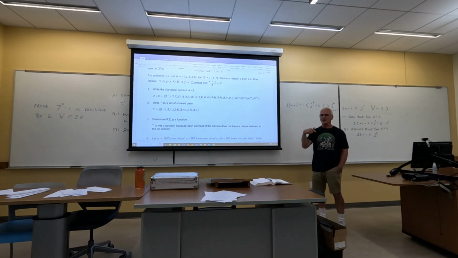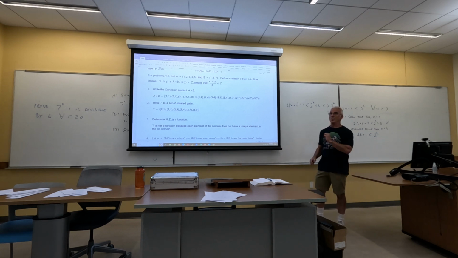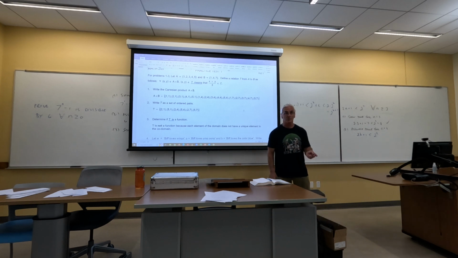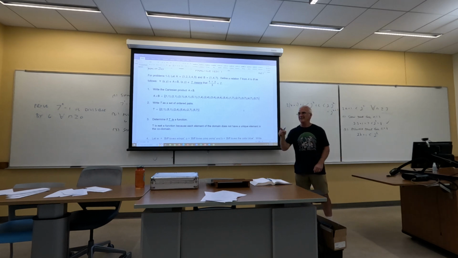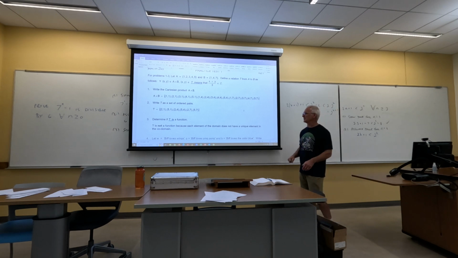No. Reusing elements, think like a parabola. I'm reusing elements of the codomain. Oh, the symmetry? A parabola is still a function, but it is not one-to-one. Reusing elements of the domain means it's not a function. Reusing elements of the codomain means it's not one-to-one. They're completely different animals. Another way of thinking of it, if it's not one-to-one, then its inverse is not a function. We're going to talk about that kind of stuff much, much later.